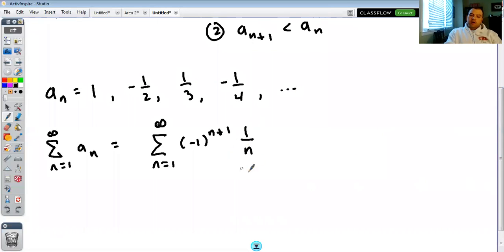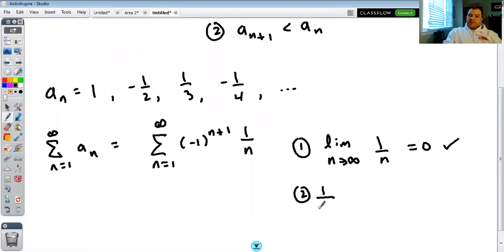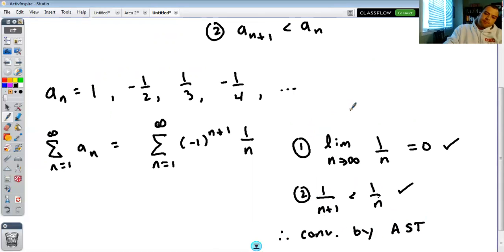So we know the regular harmonic series diverges, but what about its alternating version? We're going to look at these 2 conditions. First, does the limit as n goes to infinity of 1 over n go to 0? Yes, it does. Second, is the nth plus 1 term less than the nth term? Yes, because n plus 1 is bigger than n, so this would be a smaller fraction. So it passes there, and therefore it converges by the alternating series test. It's a really easy test to do, and really easy to know when to use because it's an alternating series.